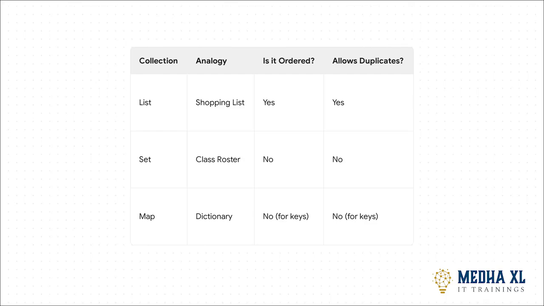Okay, check this out. This table is basically your cheat sheet. You can see it all side by side. The list, our shopping list, is ordered and allows duplicates. The set, our class roster, is unordered and says no way to duplicates. And the map, our dictionary, is also unordered and requires unique keys. This slide right here is pure gold.